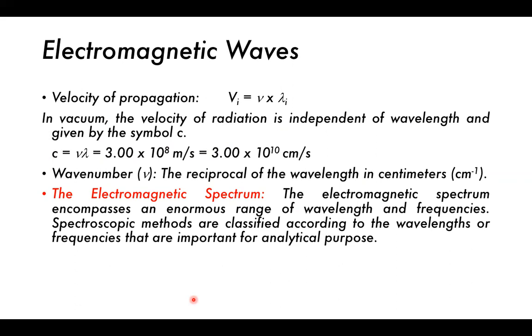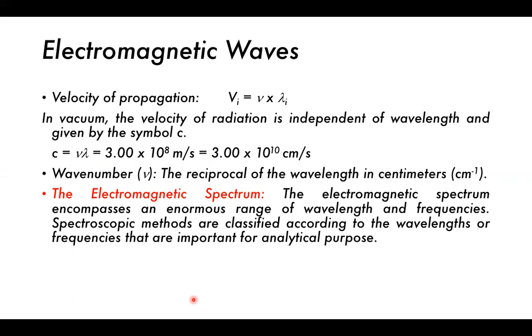So in vacuum, the velocity of radiation is independent of wavelength and given by the symbol c, where c is the wavelength times the frequency, which is 3.00 times 10 to the 8 meters per second, sometimes given as 2.998. And then it can also be written, of course, in different units. You can write it in centimeters per second as well.